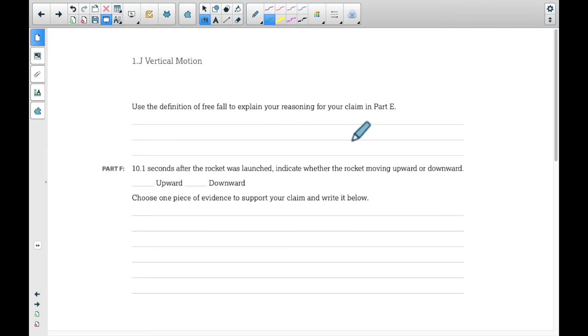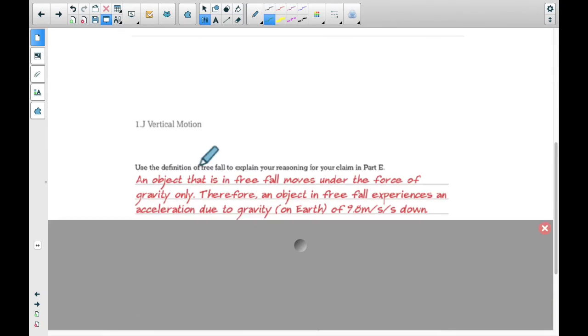Use the definition of free fall to explain your reasoning for your claim in part E. So I'm going to show you what they had in the answer key. And this makes sense. An object that is in free fall moves under the force of gravity only. Therefore, an object in free fall experiences an acceleration due to gravity on Earth of 9.8 meters per second. They call it meters per second per second. That's the same thing, down. And they called it positive because then they said down. If you said negative, that's okay too, because down means negative. But free fall is when there's nothing else on it except for gravity.